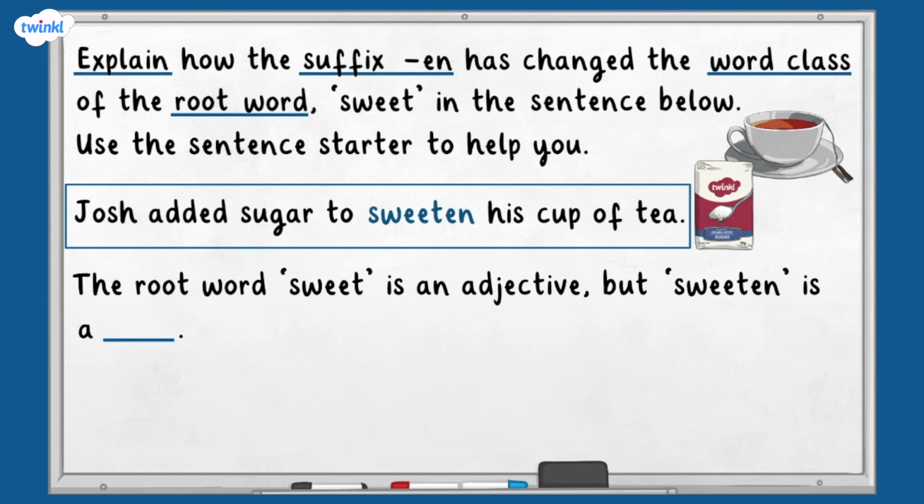Are you ready? Great. The word sweeten is a verb in the sentence, as Josh did the action to his cup of tea to make it sweet. The suffix "en" has changed the root word sweet from an adjective to a verb. Well done if you got that right.